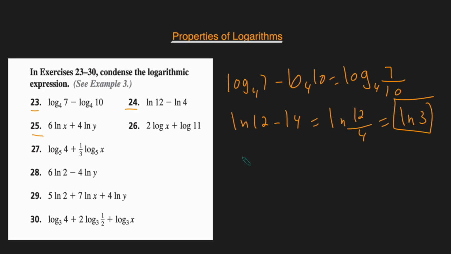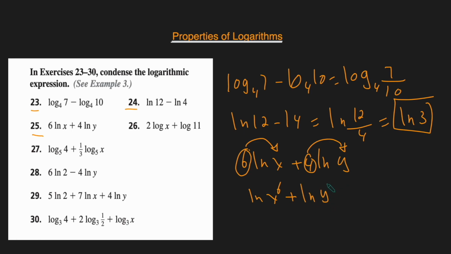Number 25, 6 ln x plus 4 ln y. Now remember, you need to put this back using the opposite of the power rule first before you can condense it. Natural log of x to the 6 plus natural log of y to the 4. And now you can use the product rule, and this becomes natural log of x to the 6 times y to the 4. You have to follow these steps, otherwise it's not going to be correct.